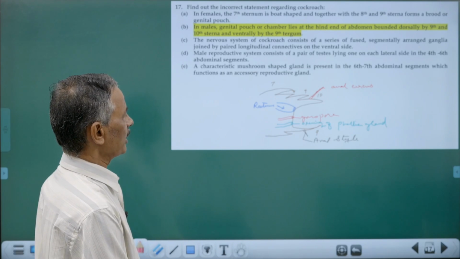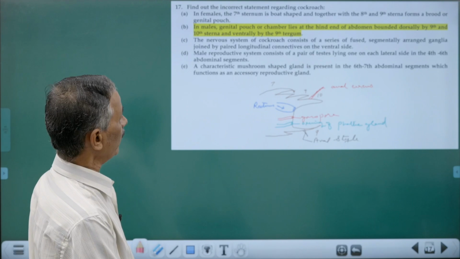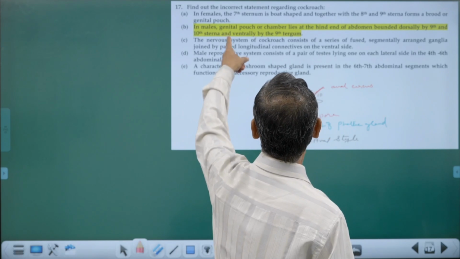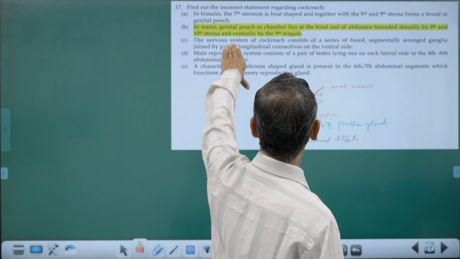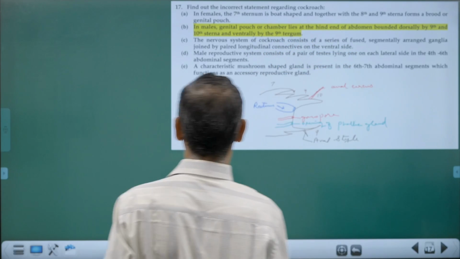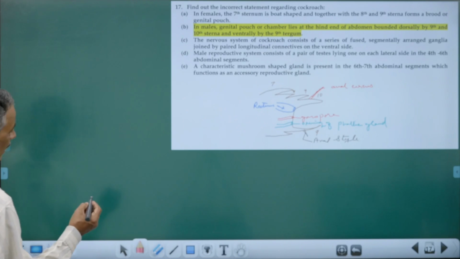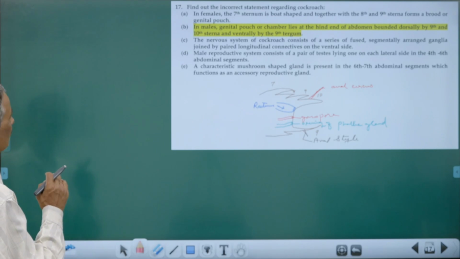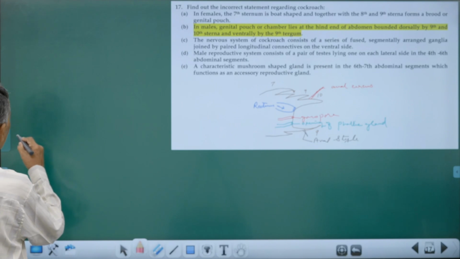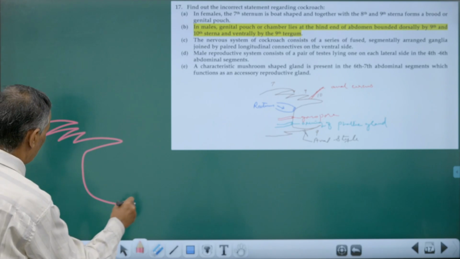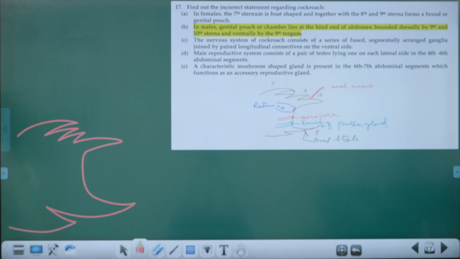Now this is the genital chamber at the posterior end of a male. Find out the incorrect statement regarding cockroach. In female, the 7th sternum is boat-shaped, correct? And together with the 8th and 9th, it forms the brood pouch. See, the makeup or the composition of the genital chamber is slightly different in males and females. This is the brood chamber or genital chamber in female.